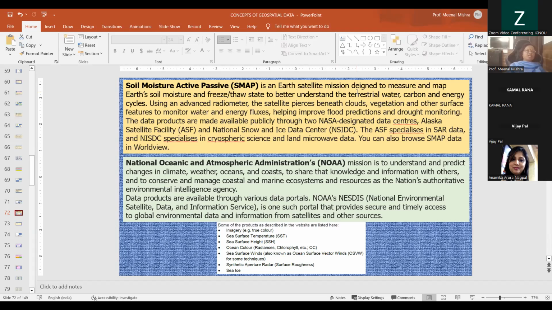And then NOAA, that is National Oceanic and Atmospheric Administration. This is a mission to help you to understand and predict changes in climate, weather, ocean, and coast, and to share that knowledge and information with others, and to conserve and manage coastal and marine ecosystems and resources as the nation's authoritative environmental intelligence agency. So many data products are available at NOAA's portal and NESDIS, that is National Environmental Satellite, Data and Information Service.